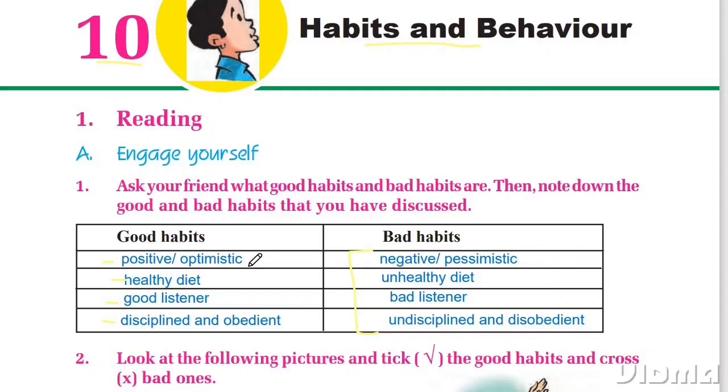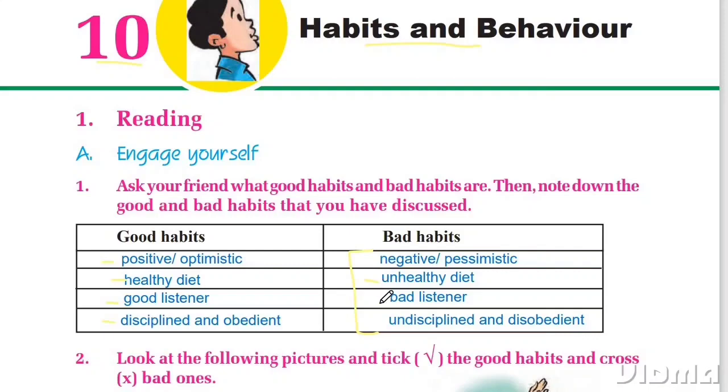The opposite of positive and optimistic is negative or pessimistic. Negative, you see bad things only. You believe something bad will happen. That means you are negative and pessimistic, which is not a good habit. It is a bad habit. Unhealthy diet, like if you eat junk food.